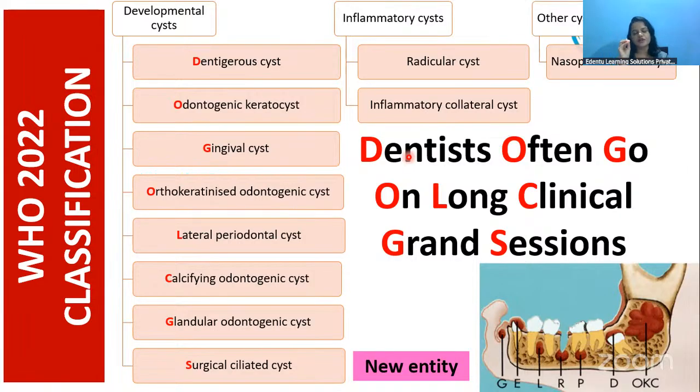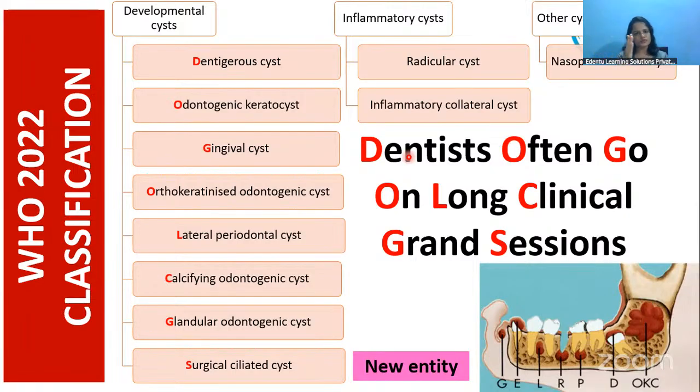We are mainly focusing only on the WHO classification, and WHO has updated its classification frequently. There was a classification in 1992, then 2005, then 2017, and the latest classification of WHO was in 2022. Here I am mentioning the latest WHO classification of odontogenic cyst. It may not be there in some of your textbooks, but please remember that this is the updated 2022 classification of WHO of the odontogenic cyst category.